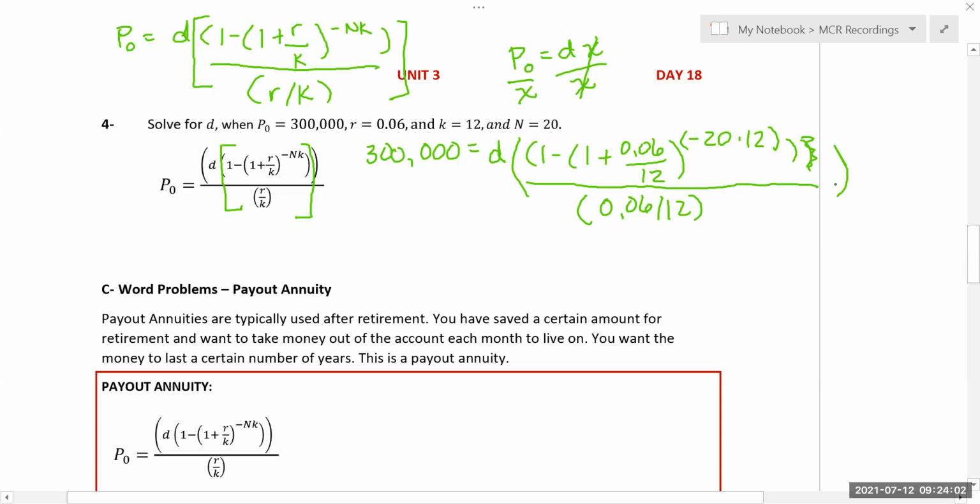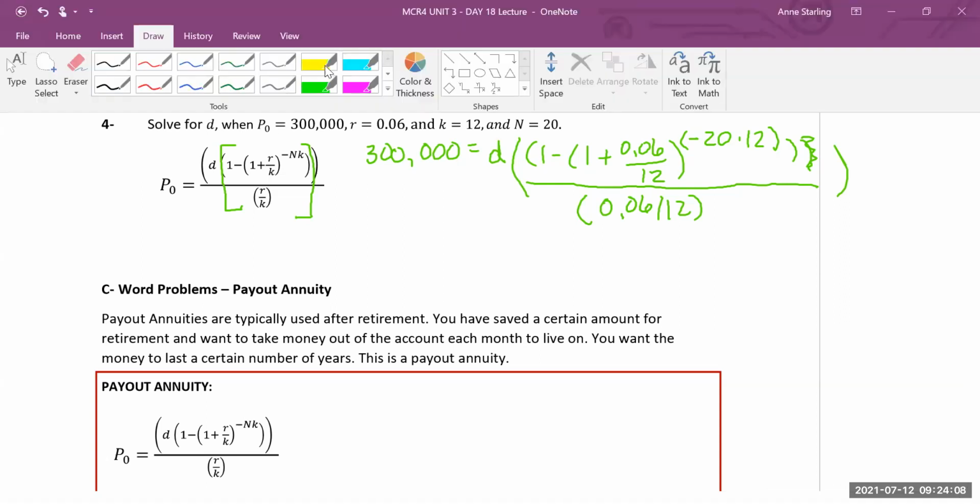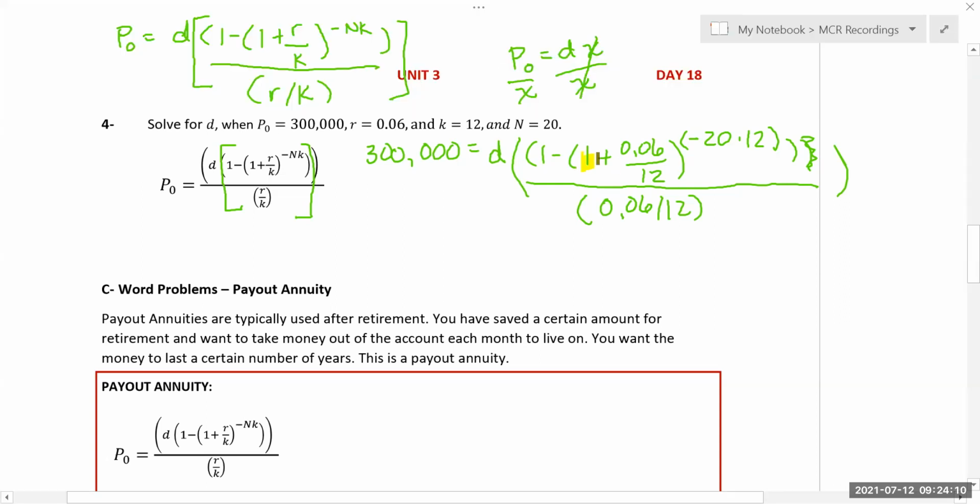Okay, so how I would kind of work this one is I would definitely do inside out on here. I would take this piece and go ahead and get your answer.